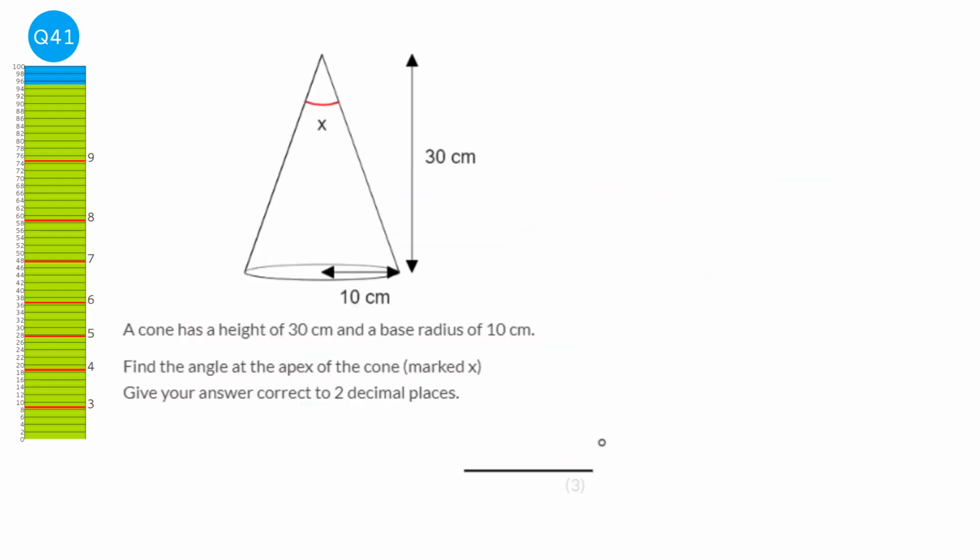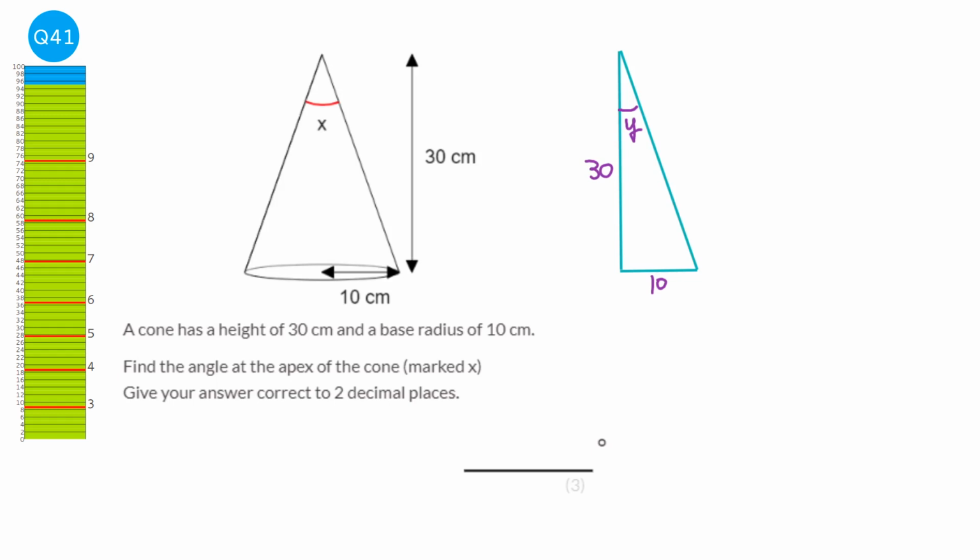So the first thing we need to realise is that we can create a right angle triangle from within this cone. So if I draw a line from the top going downwards, a line to the right and a line up, we can label the sides. So we've got 30 here, and we've got 10 at the bottom here, and we're looking for this angle here, which we're going to call y. If I just highlight all of this and move it across, then we're obviously going to be using trigonometry to find out what y is.